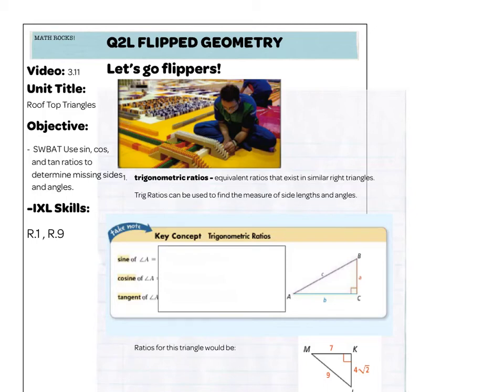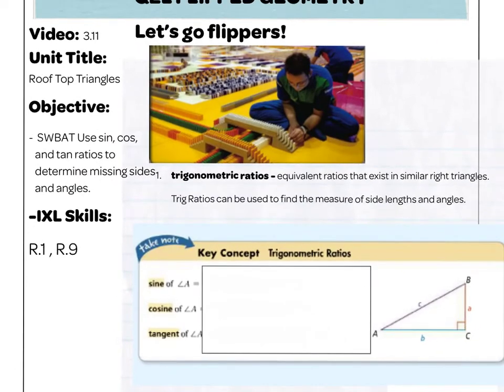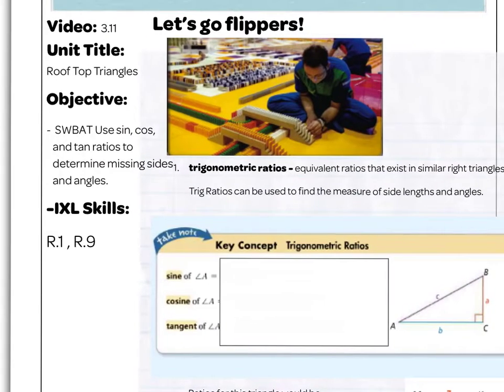Hello students, this is video 3.11. This is the right triangles unit. The objective is students will be able to use sine, cosine, tangent ratios to determine missing sides and angles. And your IXL skills are R1 and R9. Okay, so you may want to try those.